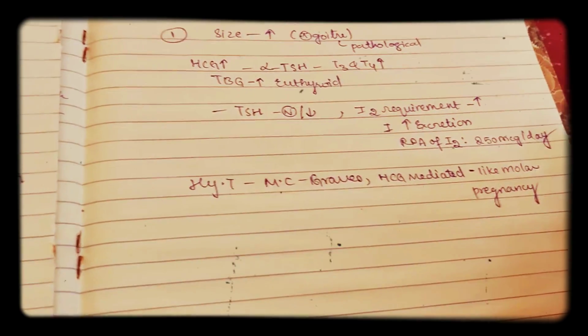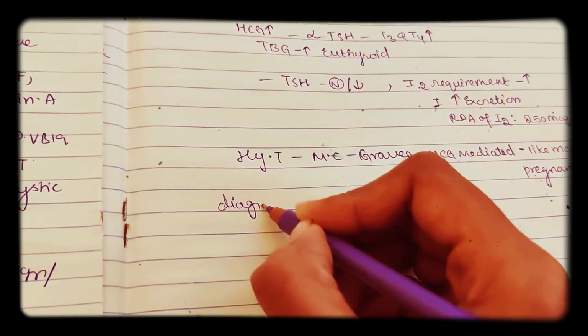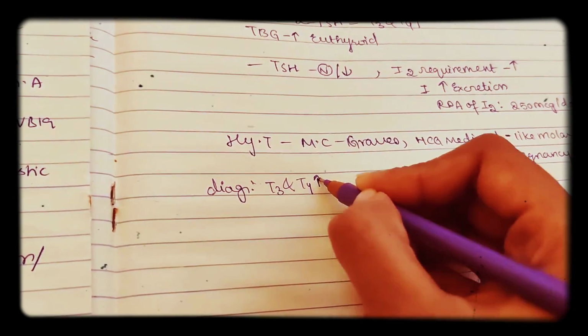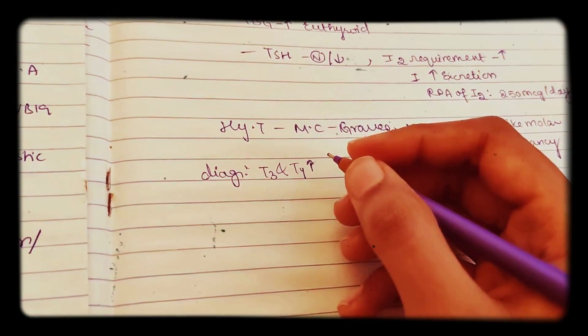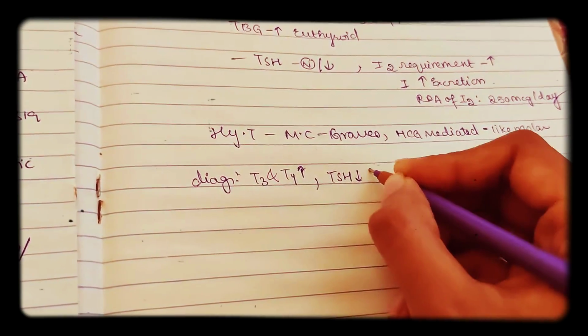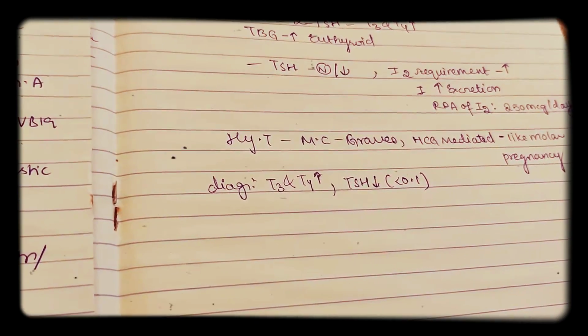So now coming to diagnosis. How to diagnose hyperthyroidism? With T3 and T4. When T3 and T4 levels are rising, then you can diagnose hyperthyroidism, whereas the TSH level is dropping here. The TSH level drops to less than 0.1. The level of TSH may be less than 0.1.